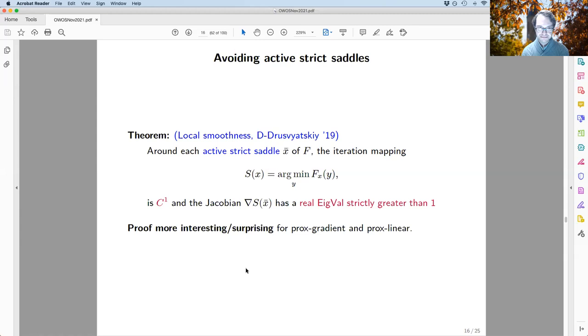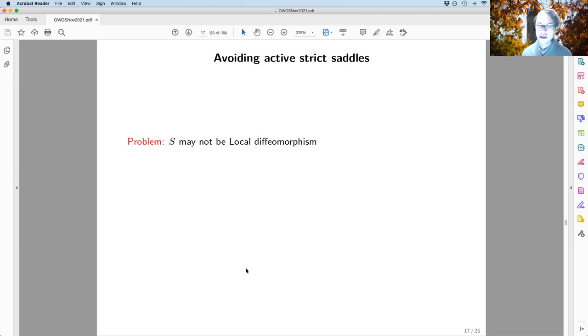All right, so one problem with this result so far is that we didn't really verify the last condition, which is that the mapping S needs to be a local diffeomorphism. But there's a very easy solution to this. The mapping S is kind of Lipschitz near the active strict saddles. So it turns out that if you damp the iteration, the mapping that comes out will be a local diffeomorphism based on very simple arguments.